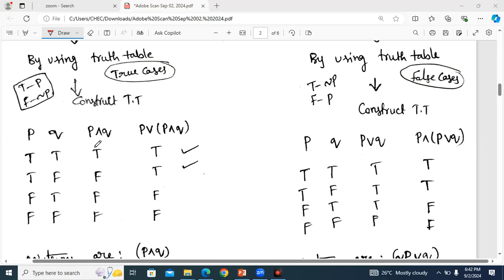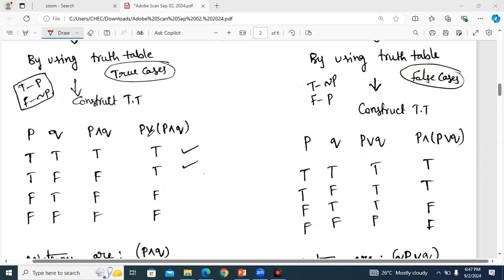Okay. Then we consider P and Q. By the rule of conjunction, if both P and Q are true, then P and Q is true. So for the first case, the truth value is true. In the remaining cases, the truth values are false. So for the compound proposition, P or (P and Q).